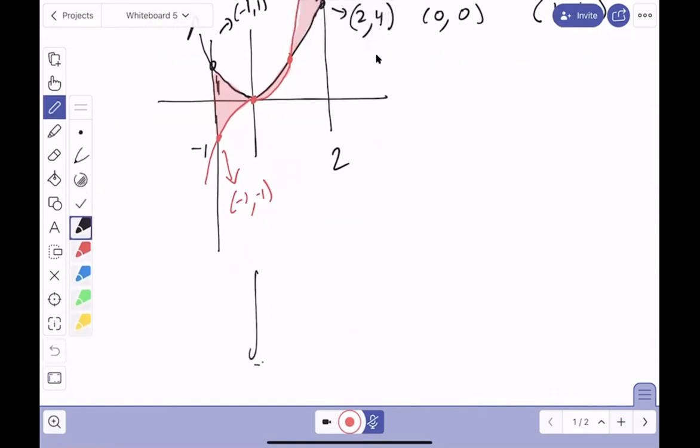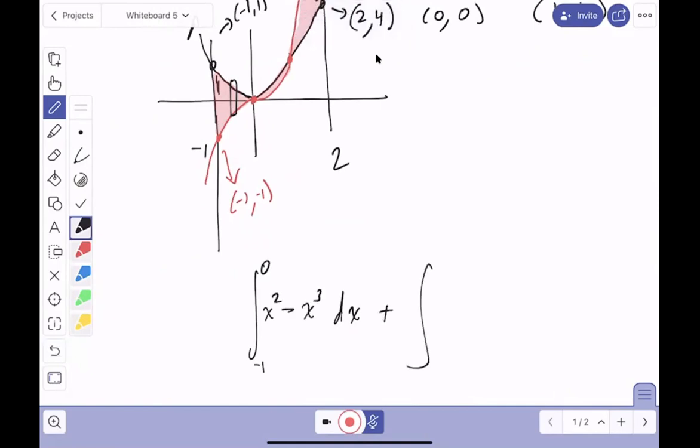Oh, by the way, my rectangle looks like this. So it's a dx problem. Starts at -1, and then it stops at 0. That's the first region. What's the upper limit? It's a quadratic. It's x squared. What's the lower curve? It's the x cubed problem.